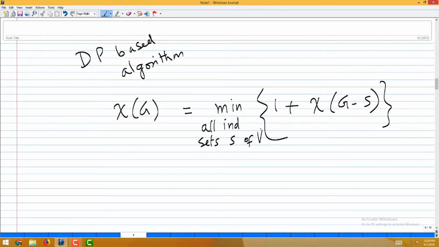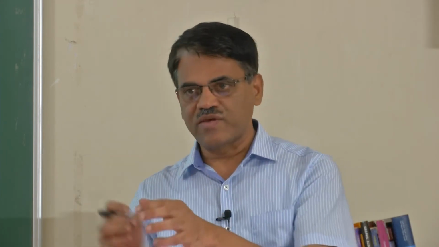Now, you do not want to do this recursively. Why? Because there are overlapping subproblems. For some subset, you will find a coloring of G minus S, and for another subset they will all have overlap. So, what is the way to do?